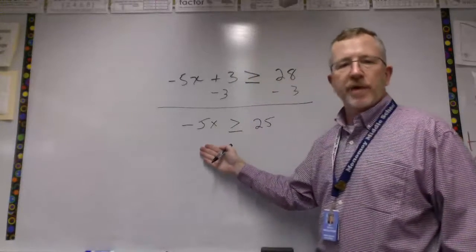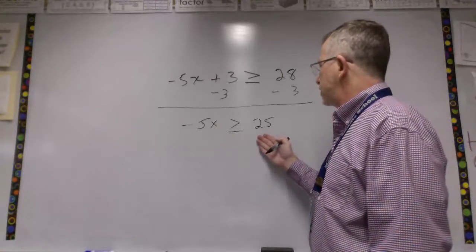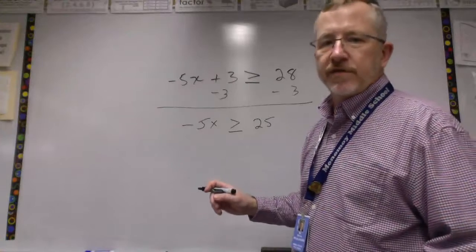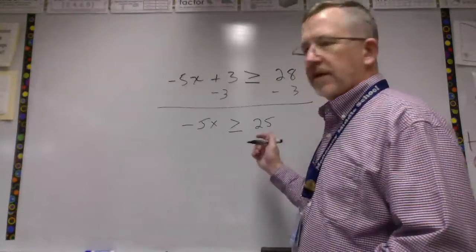So I'm here with my one step, but it's negative 5x is greater than or equal to 25. So I still divide by the coefficient. So I still divide by negative 5, but it's going to change the relationship of these two sides. It's going to reverse it.